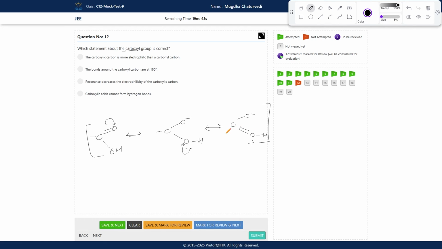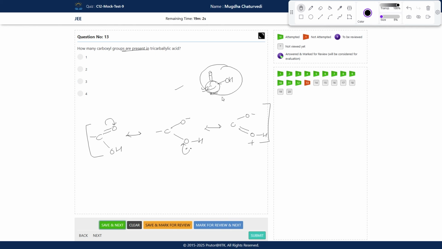So it delocalizes the negative charge, which stabilizes the structure, and it reduces the electrophilicity of this carboxylic carbon as compared to a typical carbonyl carbon. So in this case, the correct option will be the third option, that is, resonance decreases the electrophilicity of the carboxylic carbon. So this will be the correct answer.